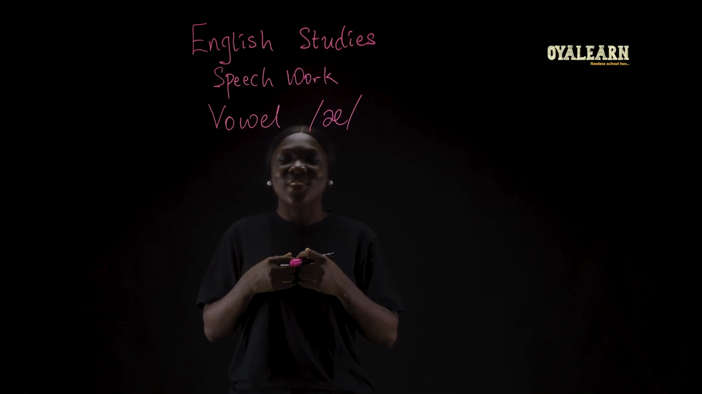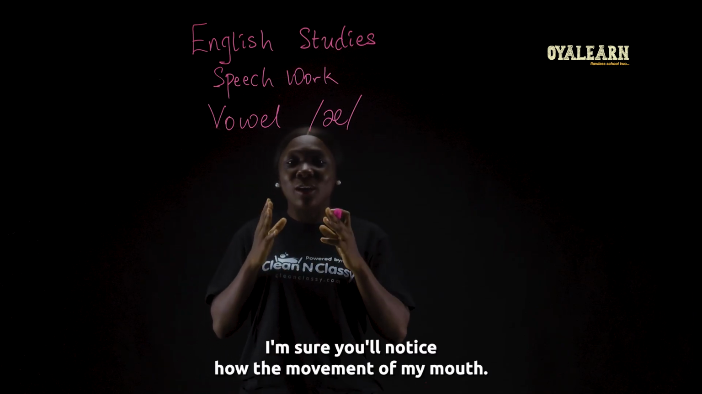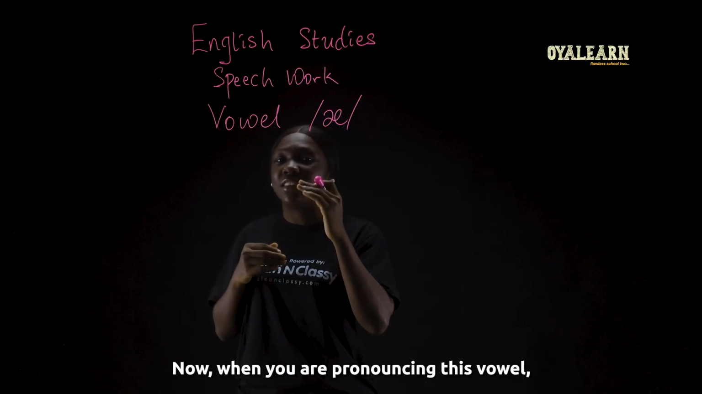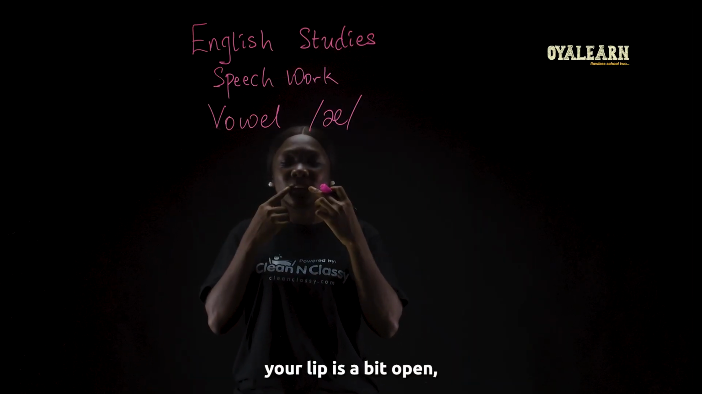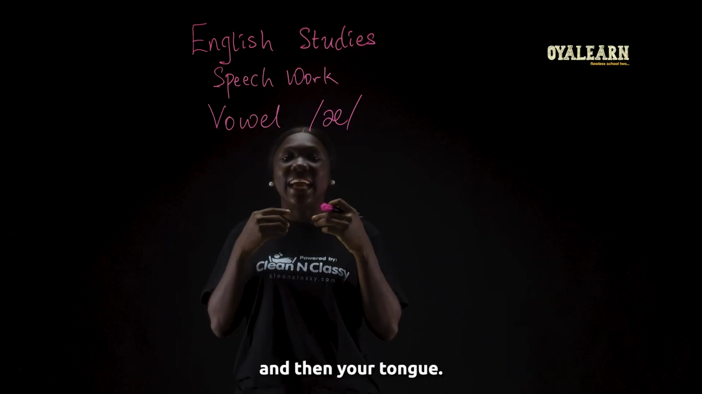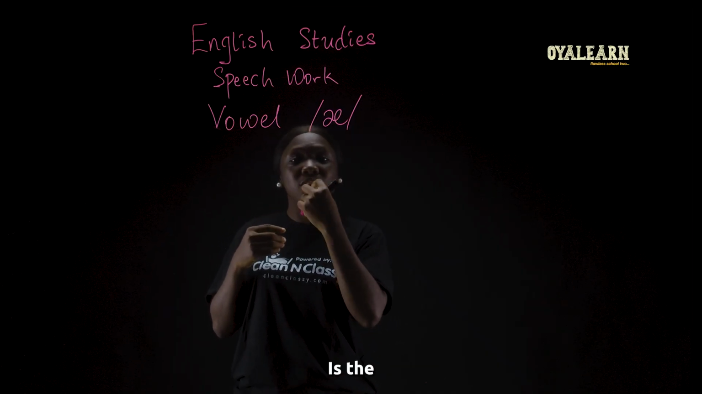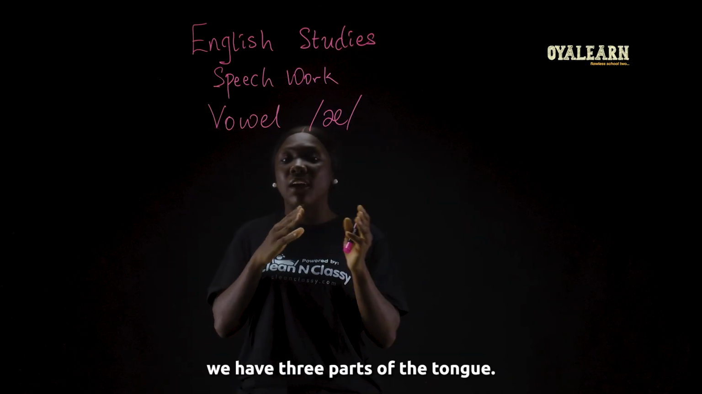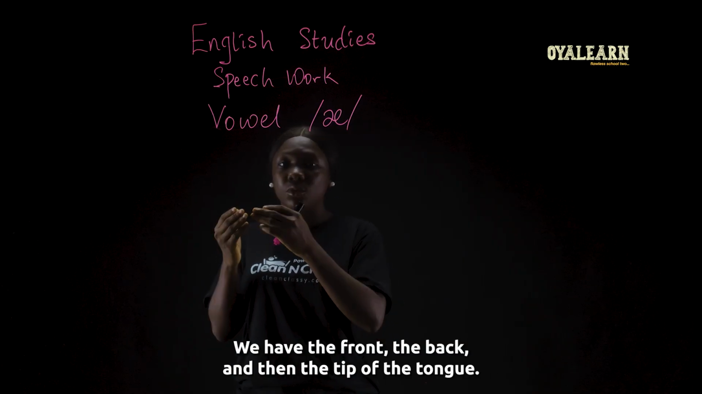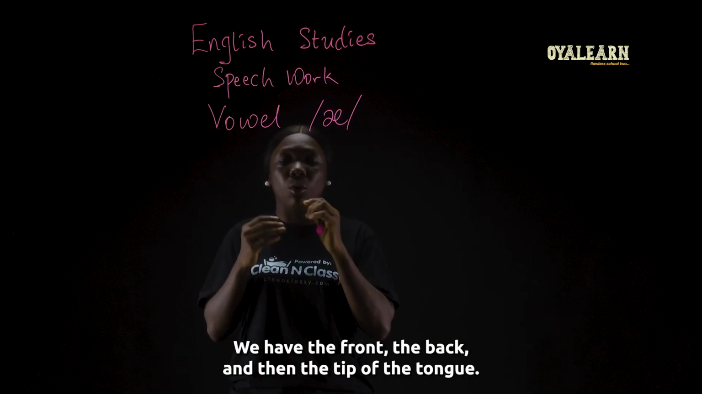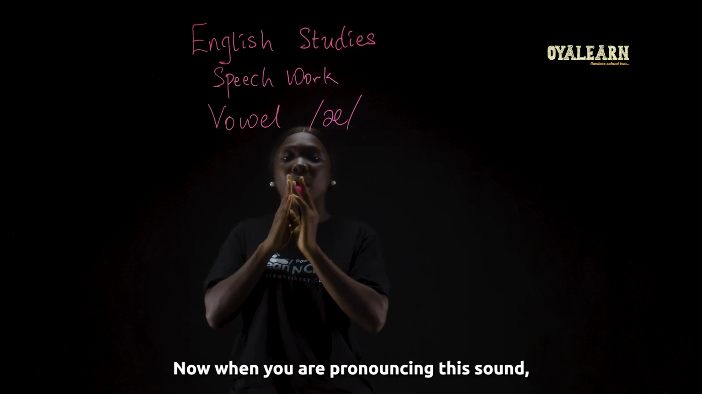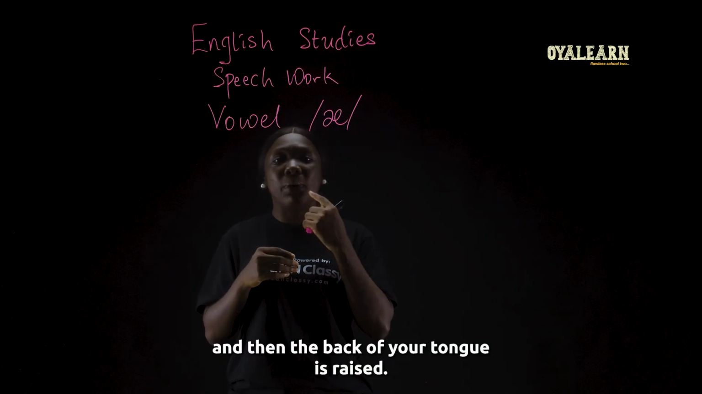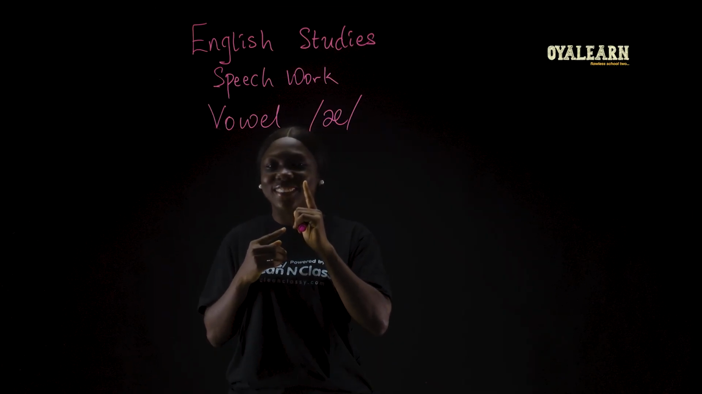Very good. Now, I'm sure you noticed the movement of my mouth. When you are pronouncing this vowel, your lips are a bit open, and the front of your tongue is lowered. We have three parts of the tongue: the front, the back, and the tip. When you are pronouncing this sound, the tip of your tongue is lowered, and then the back of your tongue is raised. Very good.